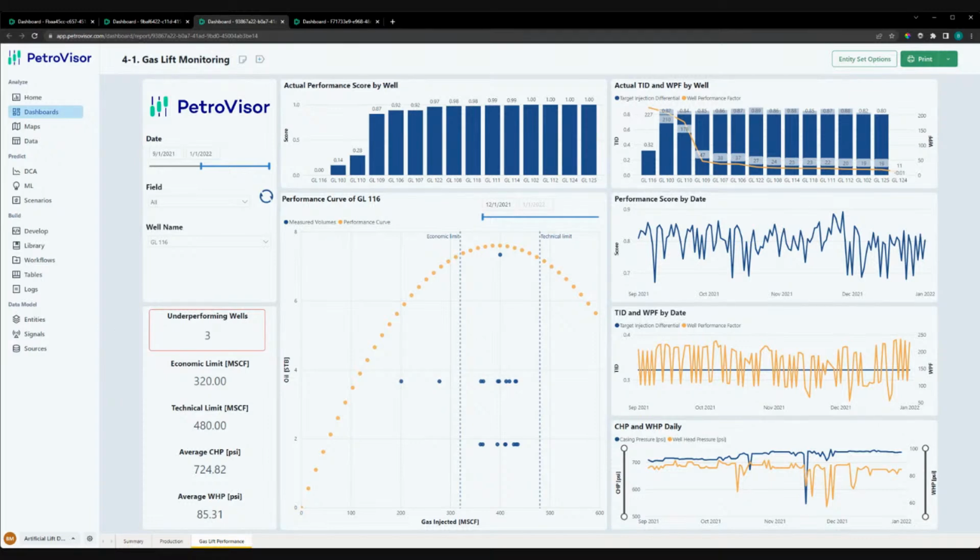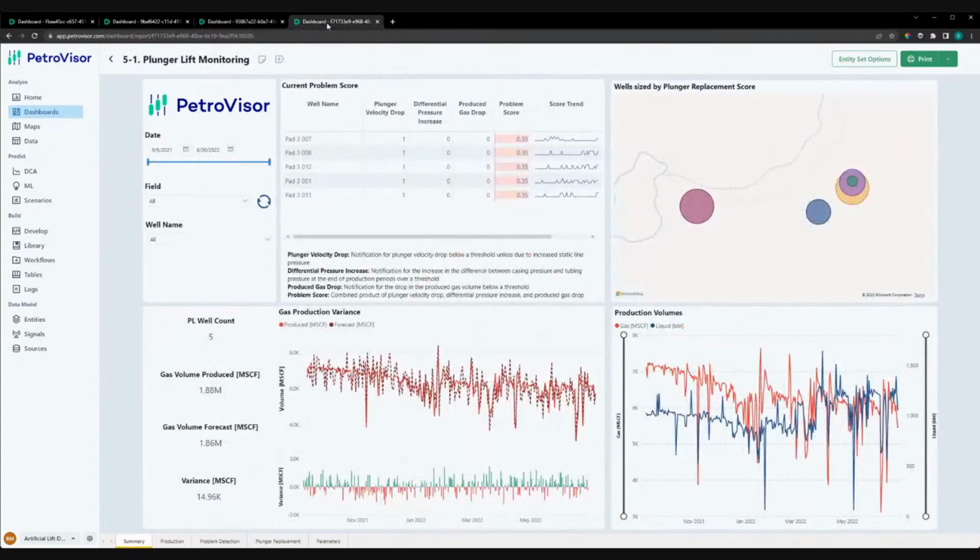And finally, we're going to look at plunger lift. So plunger lift is a little more unique in that we're going to look at things like the expected performance, but we're also going to track the mileage of our mechanisms. So here we've got some wells that have some issues, could be the velocity, could be different problems developing that we're going to dive a little bit deeper into. And so we're going to look at things like problem detection and plunger replacement scores.